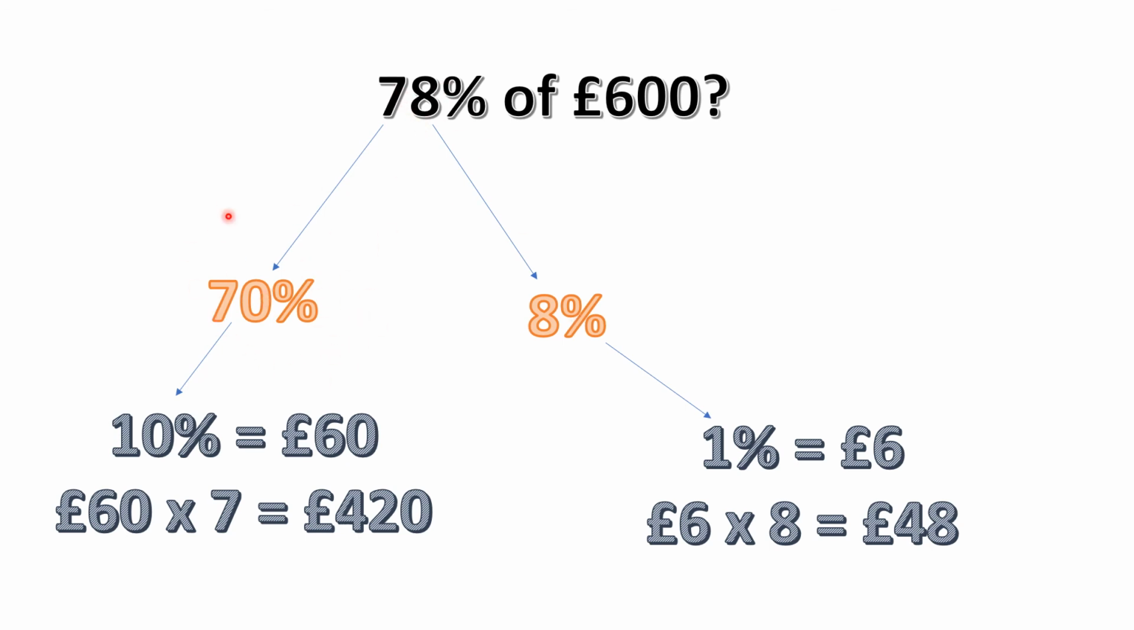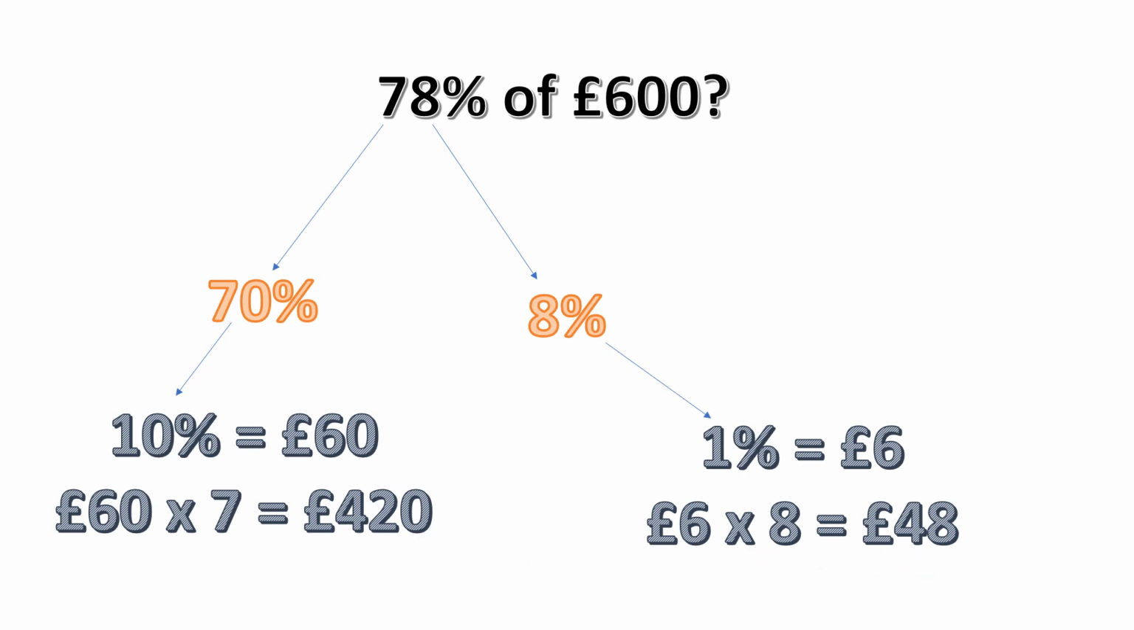Now, it's very easy to work out 70% because I know what 10% is. 10% of £600 is £60. And then I multiply it by 7. So £60 times 7 is £420. Okay, that's not finished yet. I need to work out 8%. So 8% of a number. Well, I can work out 1% of a number. 1% of £600, just divided by 100, gives you £6. And then because I've got 1%, I can multiply the 1% by 8 to give me 8%. So £6 times 8 equals £48.